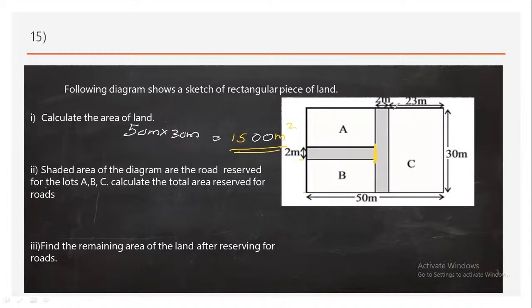This length is 30. 30 into 2. First I will take this one. 30 into 2 square meter, that road. Plus, let's find this road also, here to here. This is 25 into 2 square meter.